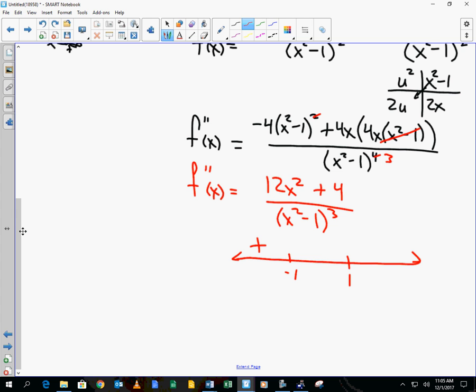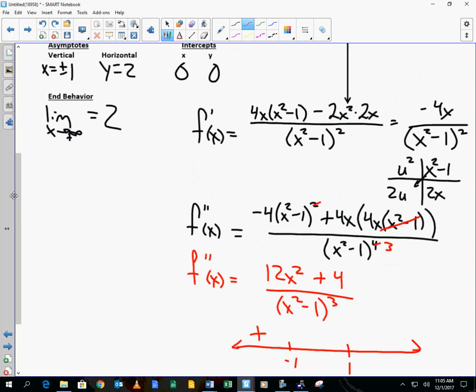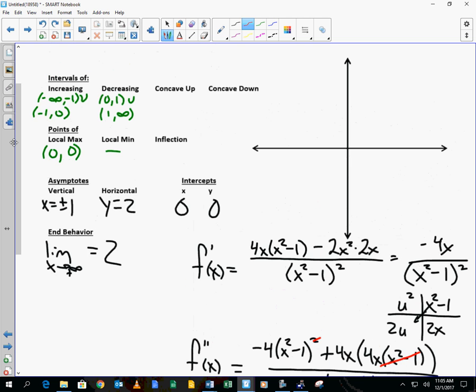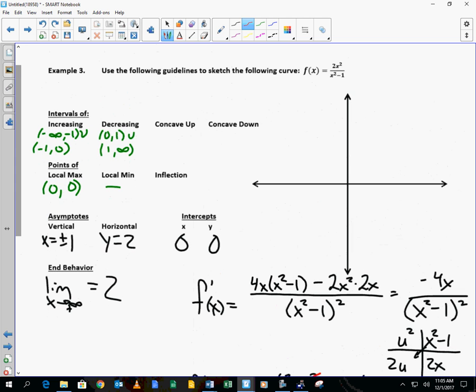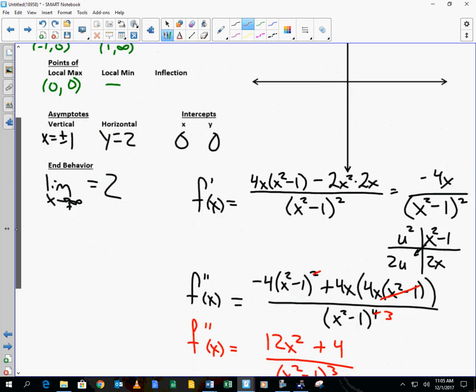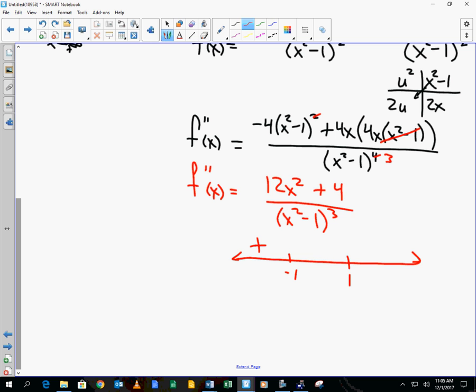All right, it's from f double prime, which happens to be also in f prime, which happens to also be in the original function, right? If it's undefined for the original, it's going to pop up in the derivatives as well. Because this is never equal to 0. Okay, I plug in 0 and I get 0 minus 1 is negative 1. Cubed is negative. Plug in positive 2, I get a positive.